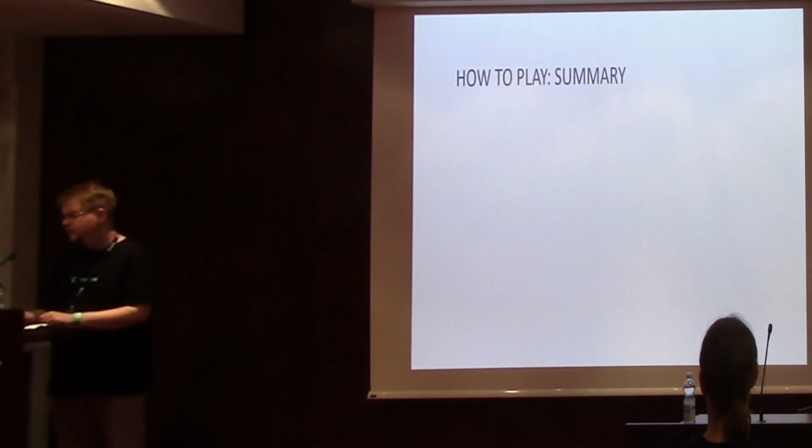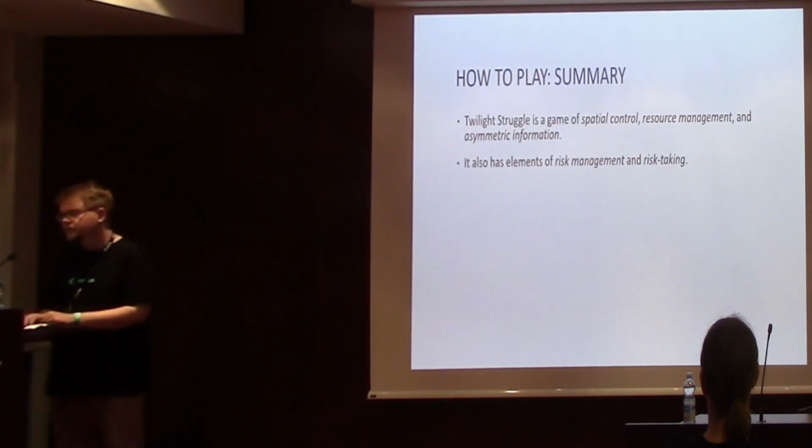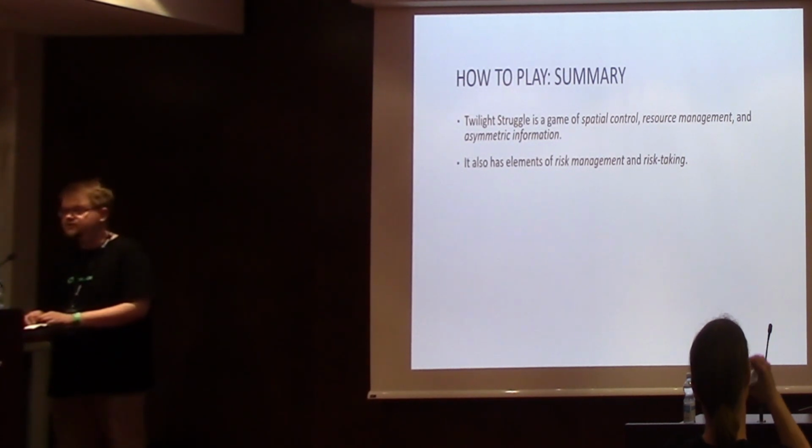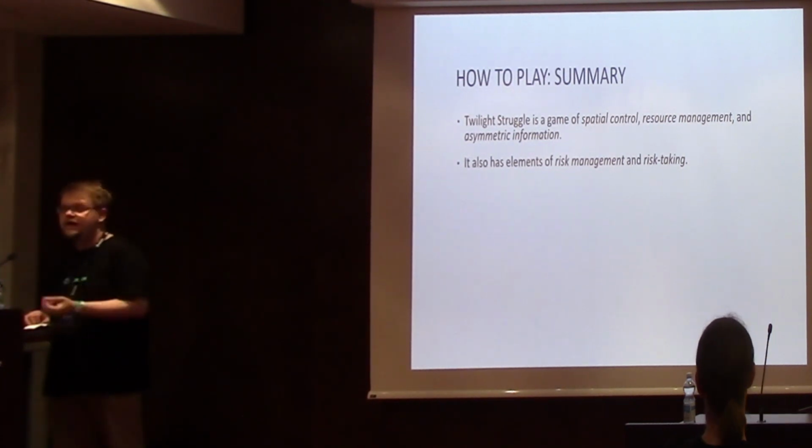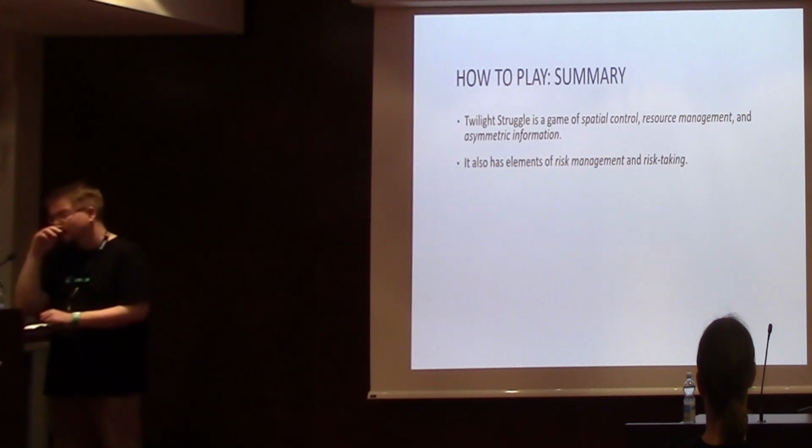So, in summary, when playing Twilight Struggle, what is Twilight Struggle about? It's a game of controlling territory or space. It's a game of managing resources, and it's a game of asymmetric information, because you don't know what the other player has. You can make guesses, but you don't really know, unless there's some card that allows you to cheat.